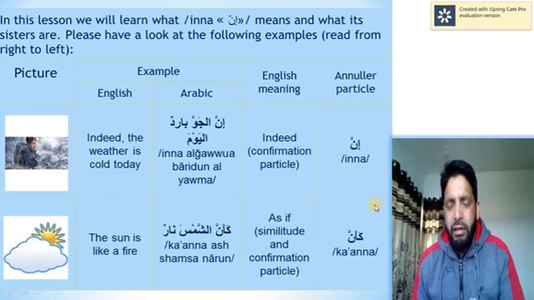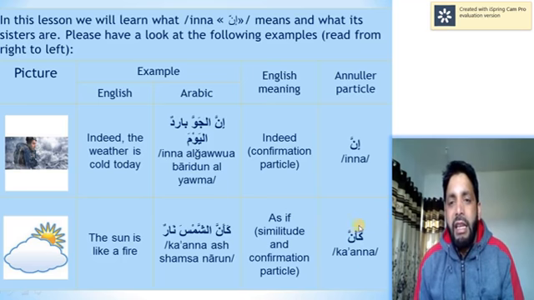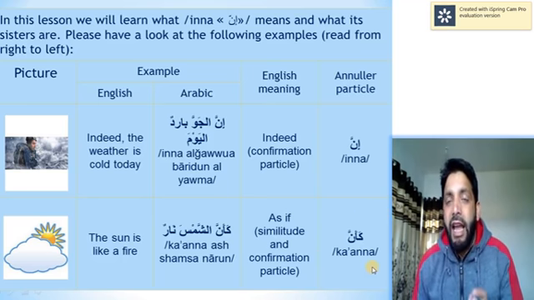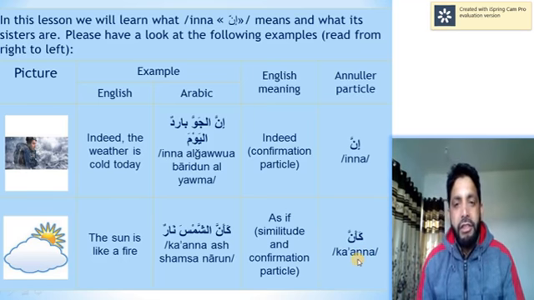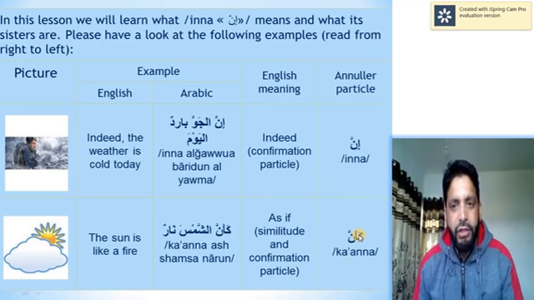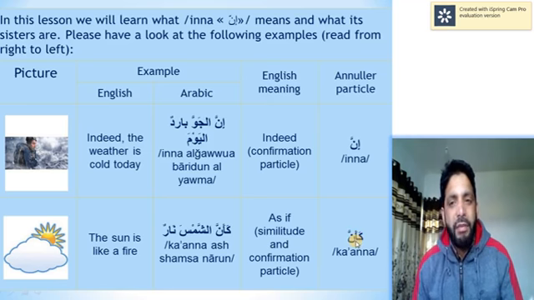Now look from the right side, there is ka'anna. After inna there is ka'anna. Ka'anna is also a sister of inna, because we are studying inna wa akhawatuha, inna and its sisters. So ka'anna is another sister. Though its function is the same as inna, the meaning is different. Ka'anna means as if. It is a particle of similitude, and we use this particle for similitude.